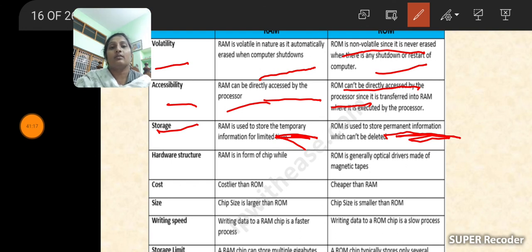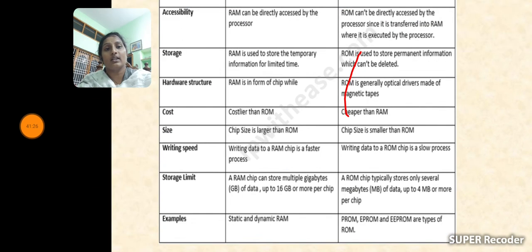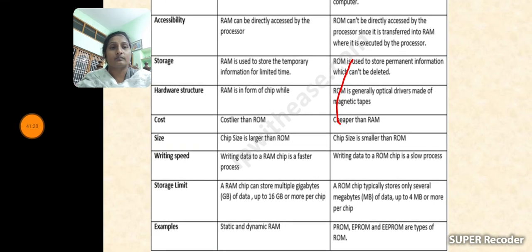And while coming to the writing speed, writing data to a RAM chip is a faster process. Writing data to the processor is fast. And in read-only memory, writing data to the ROM is very slow. Writing speed is very high in which memory? Random access memory. In read-only memory, it is somewhat slow.